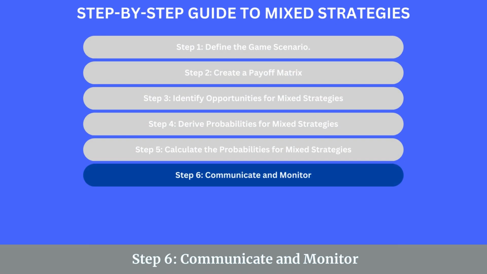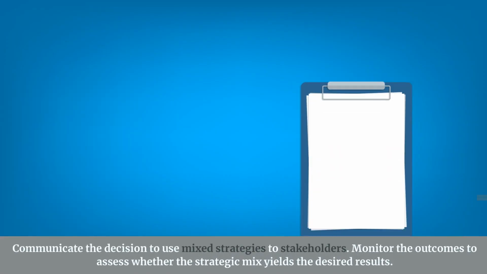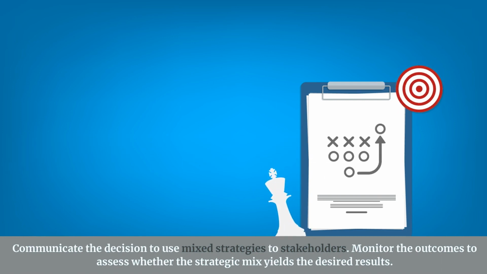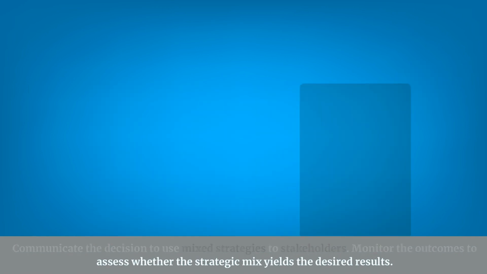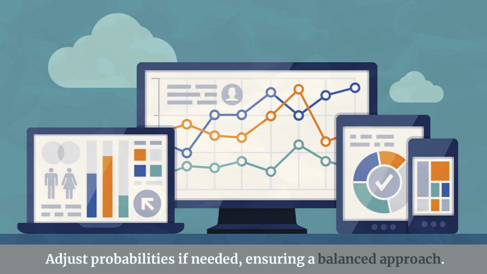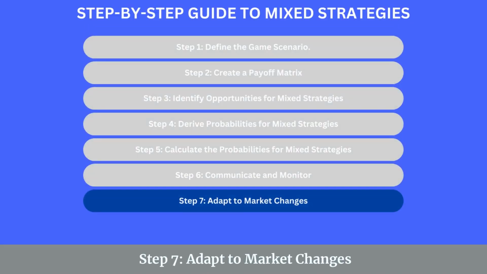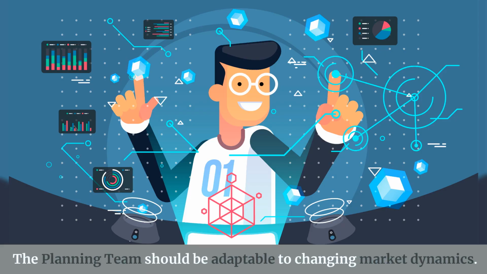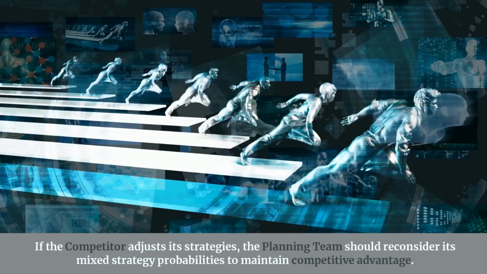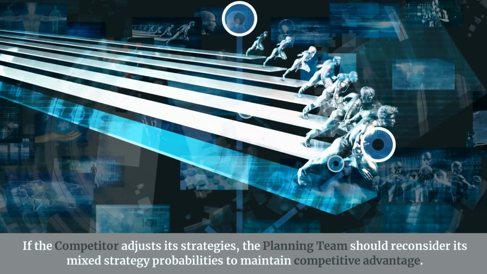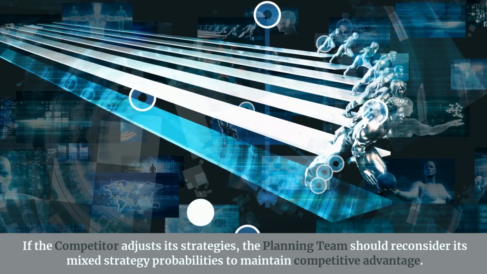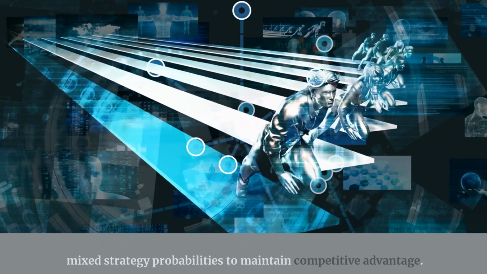Step 6. Communicate and monitor. Communicate the decision to use mixed strategies to stakeholders. Monitor the outcomes to assess whether the strategic mix yields the desired results. Adjust probabilities if needed, ensuring a balanced approach. Step 7. Adapt to market changes. The planning team should be adaptable to changing market dynamics. If the competitor adjusts its strategies, the planning team should reconsider its mixed strategy probabilities to maintain competitive advantage.